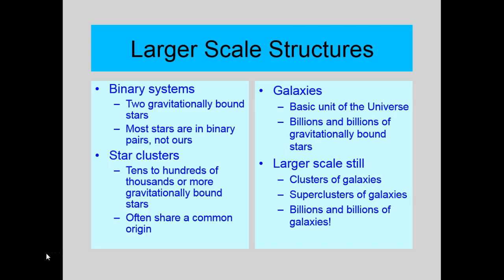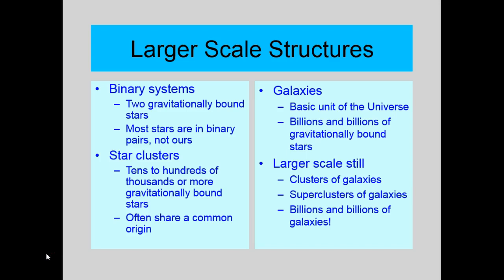The larger scale structures. Now, you may have thought the stars are the basic units of the universe, but don't count on that. Those are the little pieces. Planets are next to nothing. Okay, moons and asteroids, dust, you know. But the larger scale structures, let's start with stars. You have binary systems. These are two gravitationally bound stars together. They rotate around each other. Okay, those are called binary systems. Two stars gravitationally bound together.